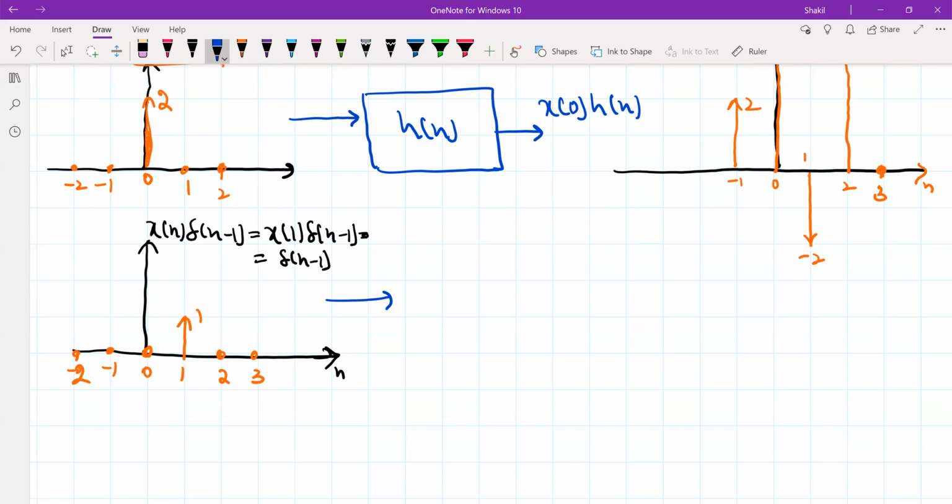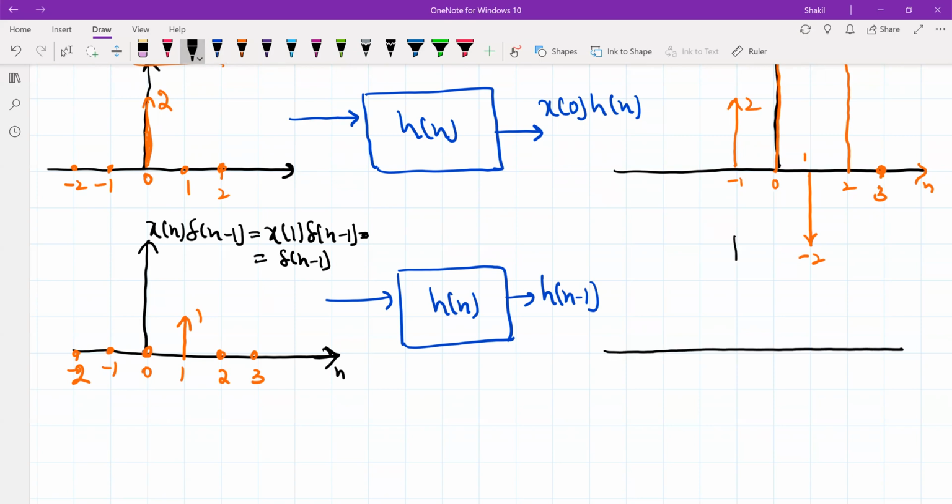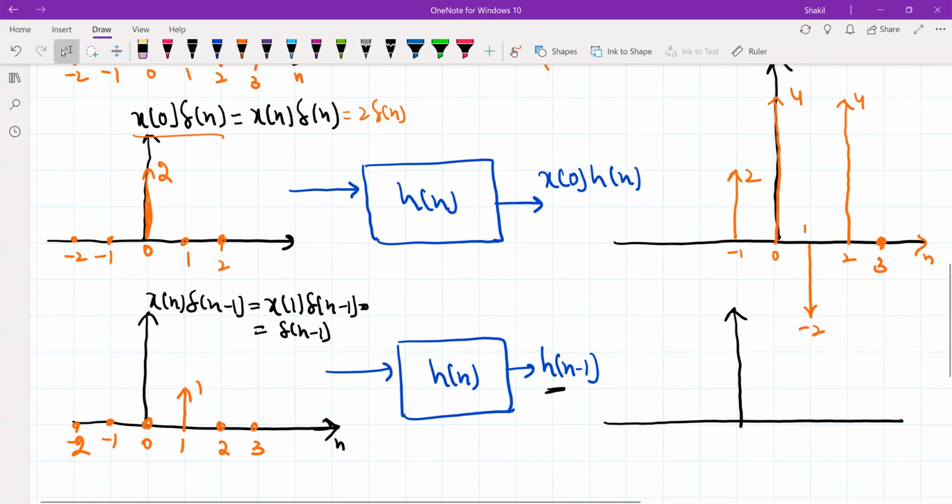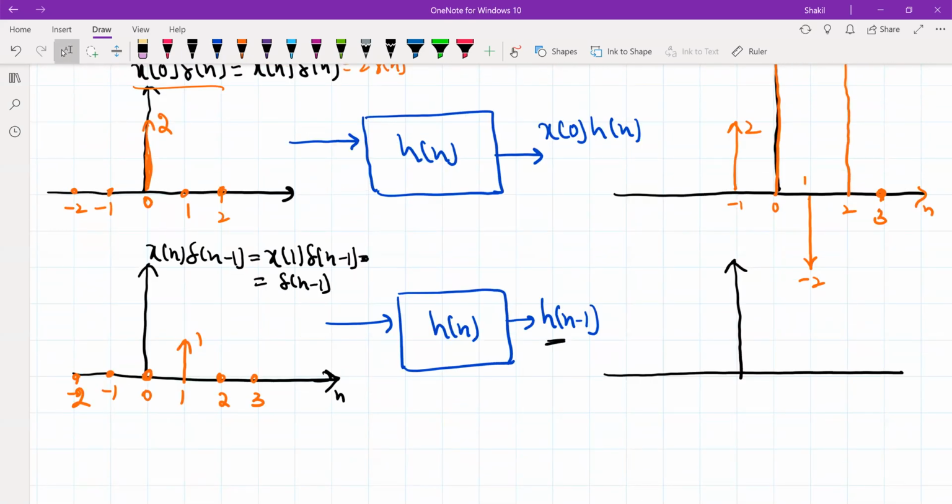So we apply this as input to the system. The corresponding output will be h of n minus 1, whose impulse response is h of n. So how do we write it? We can write it like this. What's this doing? This is simply shifting the given h of n by 1 unit. In short, this is delaying the given sequence h of n by 1 sample value.